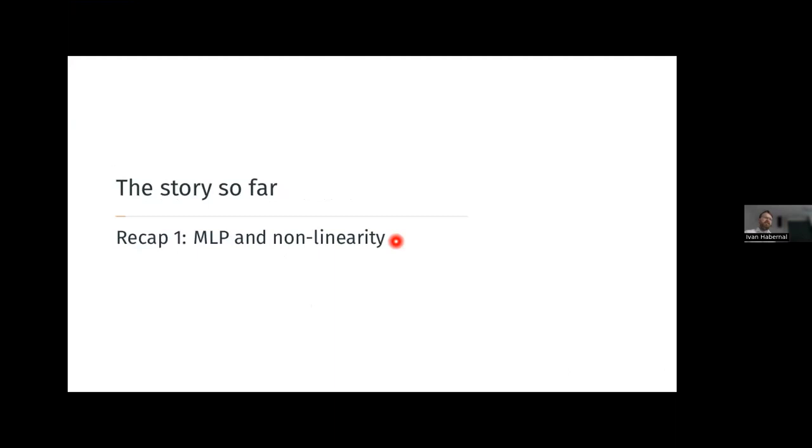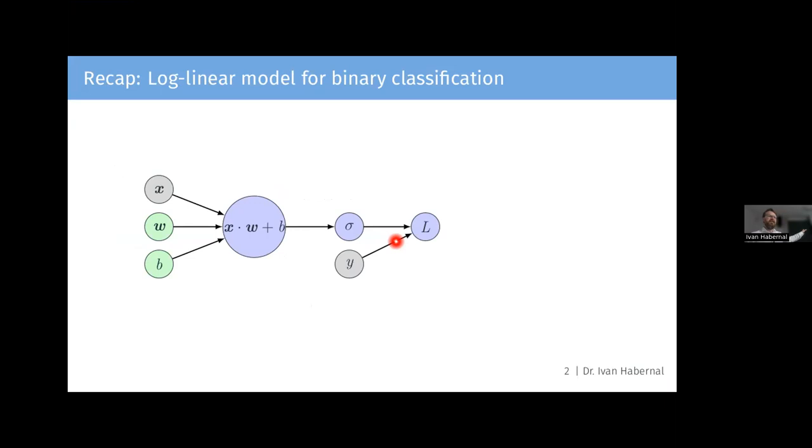The non-linearity is central to good representation learning, and I'll give you an example why. Everybody remembers this. It's a log-linear model, for example for binary classification, where we have a scalar label that is 0 or 1. We plug the features into the model, multiplying by weights and bias, and apply a non-linearity, which could be, for example, sigmoid. This works well for cases that are so-called linearly separable, where you can separate your training instances by a line.